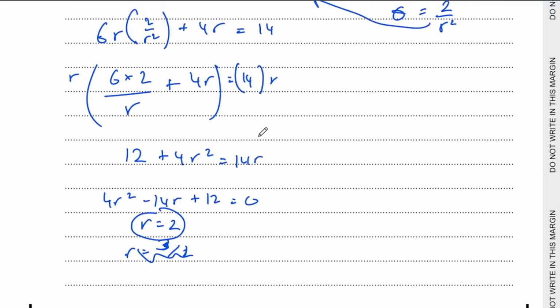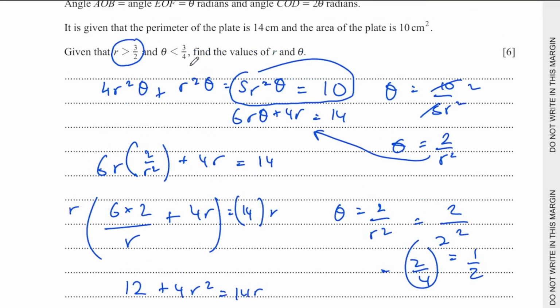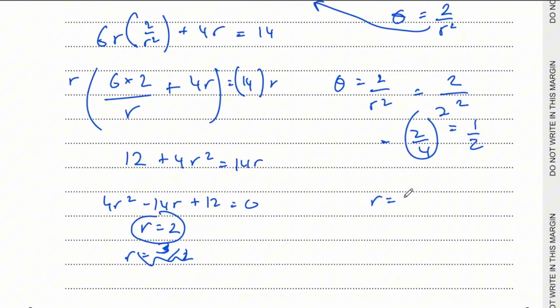And with that r we can find our theta. So theta equals 2 over r squared, which is just 2 over 2 squared, which is just 2 over 4, equals a half. And so our theta will be a half, which does go in line with this restriction. It is less than 3 over 4. And so our r equals 2 and our theta equals a half. That's going to be our answers.